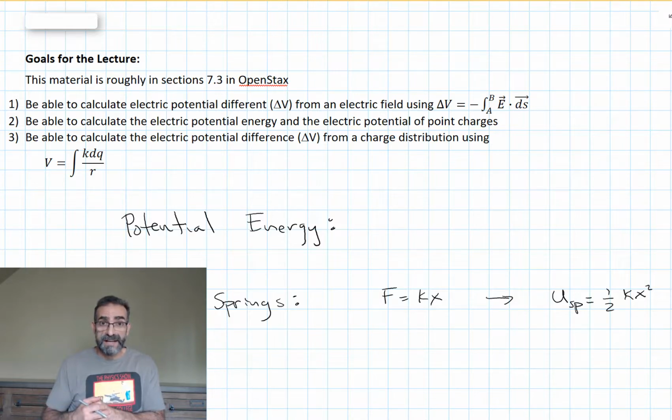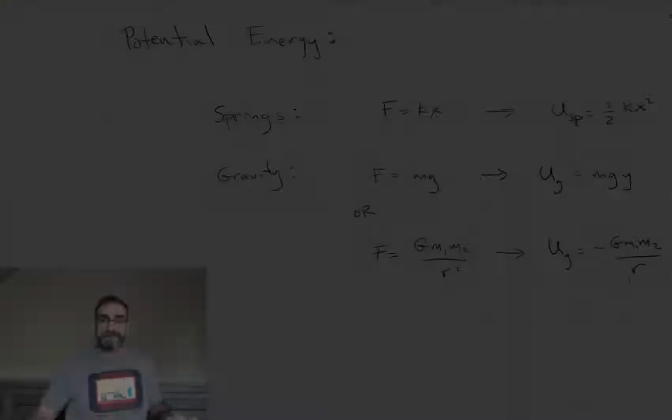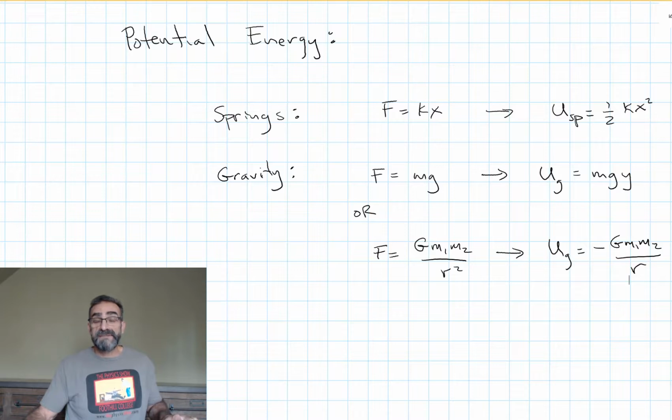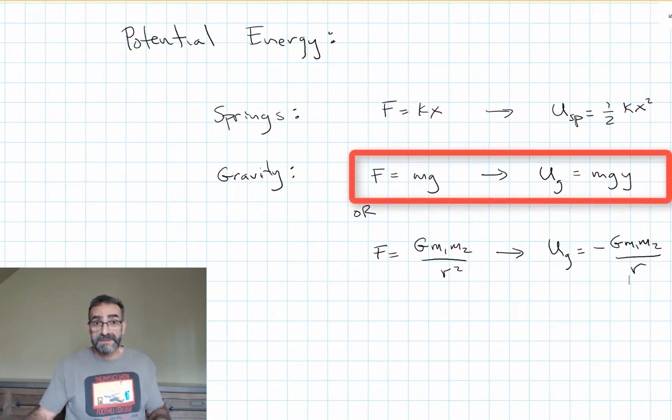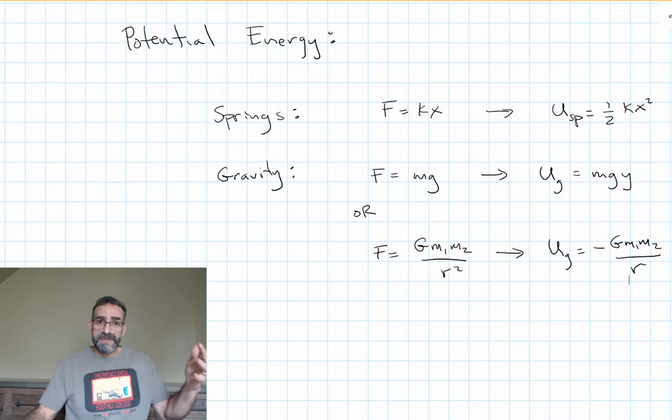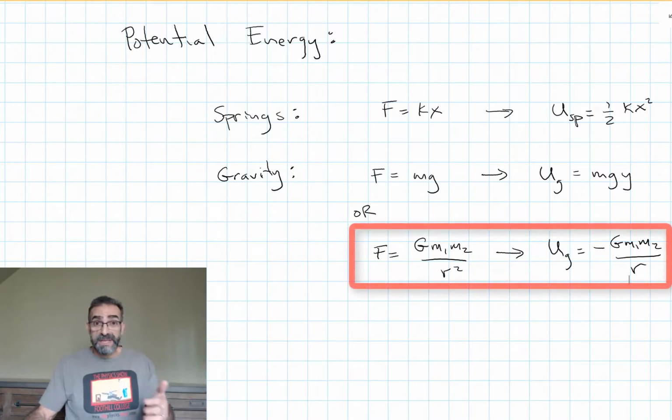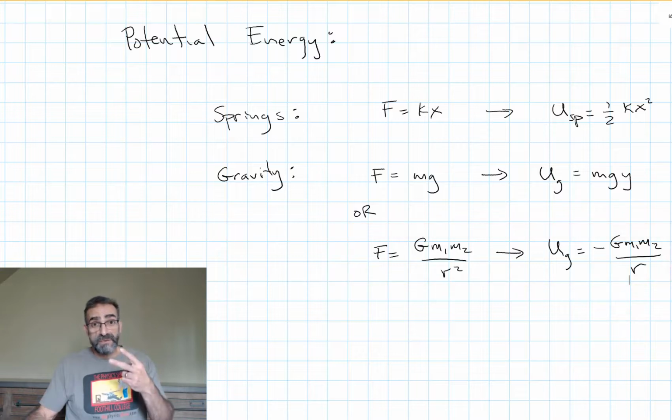Let's take a look at what we got for gravity. For gravity, we had two situations. If we were close to the surface of the Earth, we treated gravity as a constant force, and we got a potential energy that was mgy. But if we were far away from the surface of the Earth and we allowed the force of gravity to change, then we got a different potential energy, negative G m1 m2 over r. So we have two formulas there.